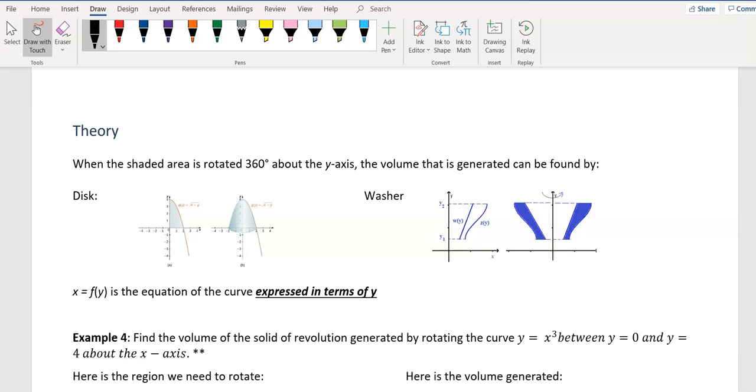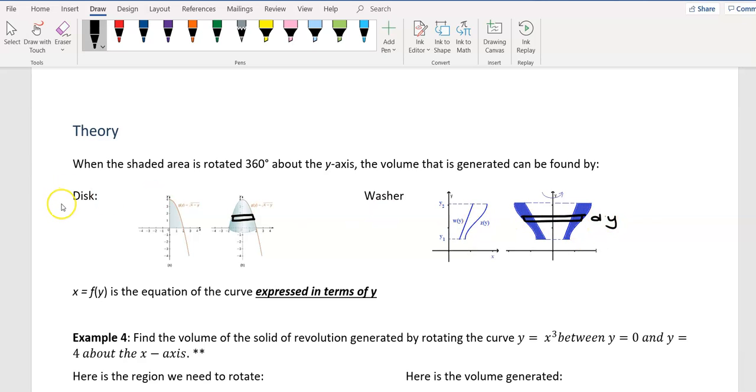Now, when revolving things around the y-axis, the slices that we take are going to be perpendicular to the y-axis. So the slices are no longer going to be up and down, but rather right and left. So the slices in both of these images are perpendicular to the y-axis. And so these slices are going to represent your dy, or your thickness.